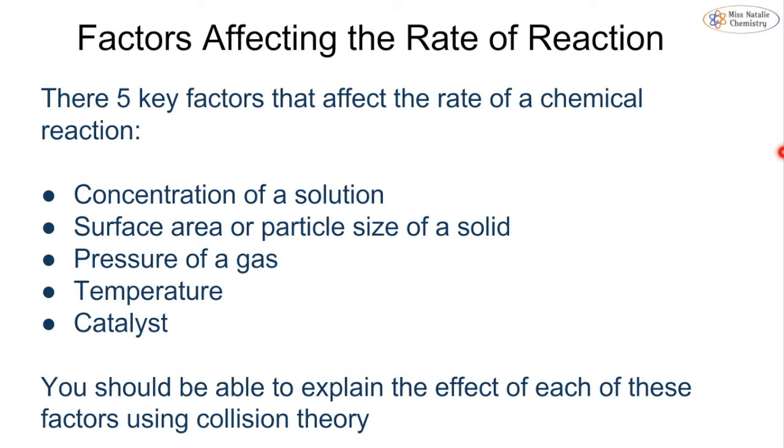Now, there are 5 key factors that are going to affect the rate of a chemical reaction, and you have to be able to explain each of these factors using collision theory. You will have met this in IGCSE. This is just taking it a step further, making sure that we're using all the correct terminology and developing our answers to be a slightly more A-level type answer. So we're looking at the concentration, surface area, the pressure of a gas, temperature, and a catalyst.